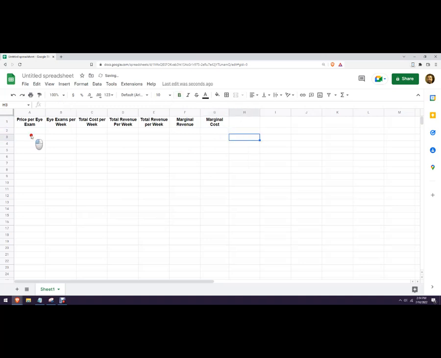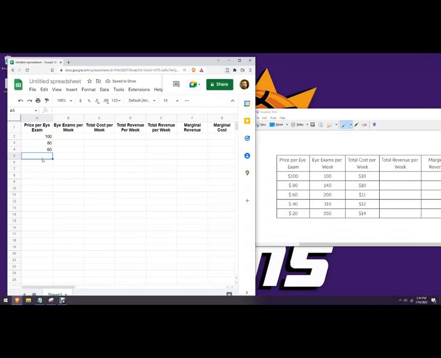Okay, so now I'm going to copy the information from the problem: 80, 60, which you can see right here, 60, 40, and 20. And then eye exams per week: 100, 40, 200, 300, 310, and 550. Somewhere I went wrong, because those two belong right there. It's okay if you made a mistake, just grab it and move it down.